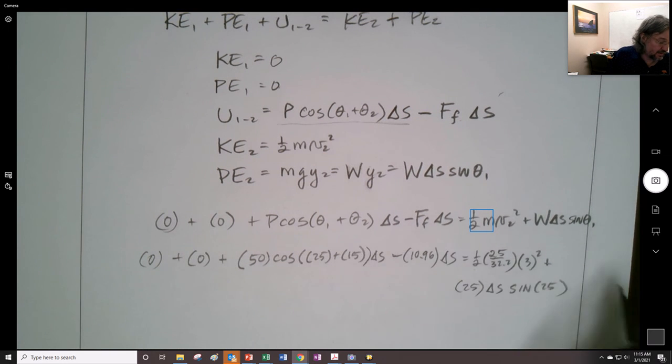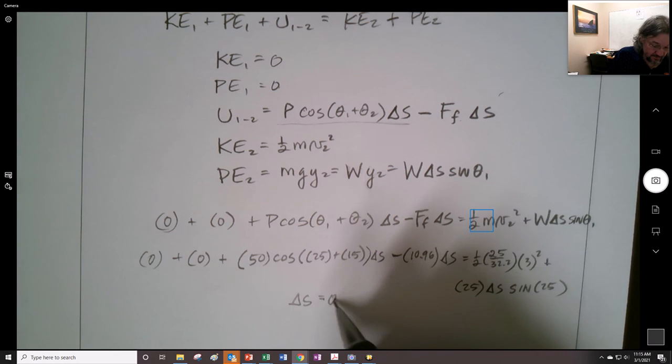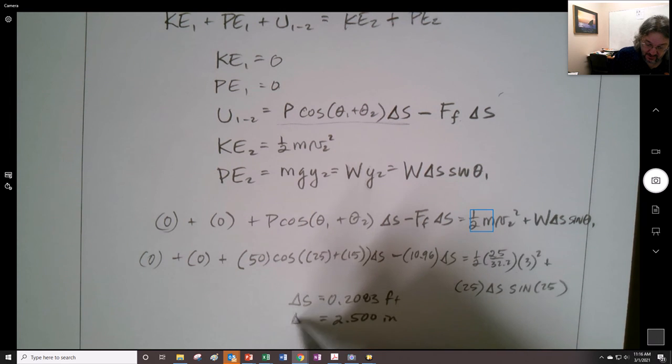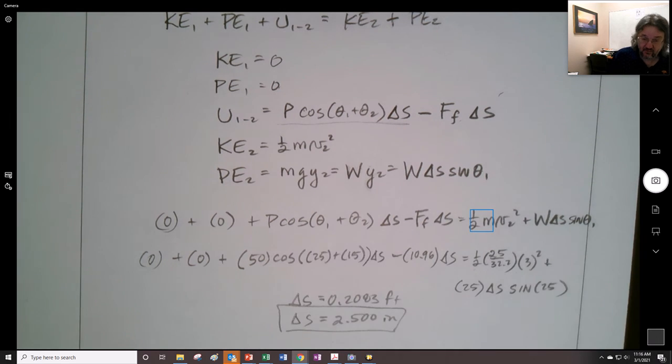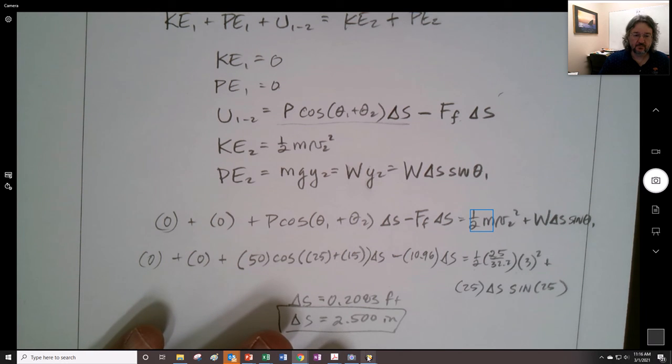So we have a lot of things going on here, but we can find out a delta S is going to be 0.2083 feet, and that's equal to 2.5 inches, which is the same thing we got from the example that we did in the previous, I think it was class 6. So this is a good example because it goes through and we can compare these two different methods of kinetics.